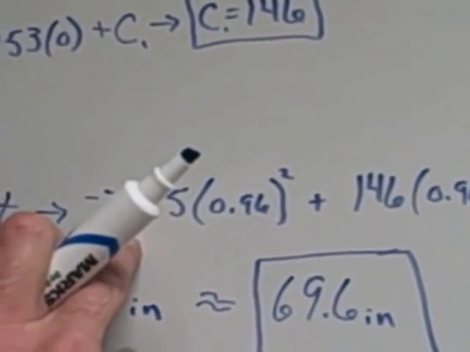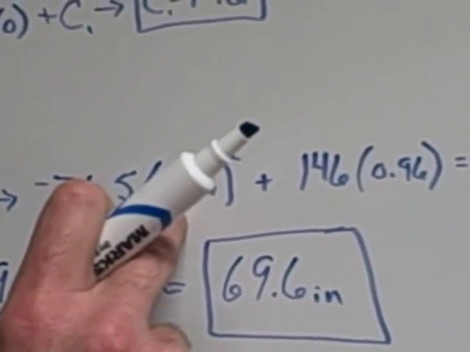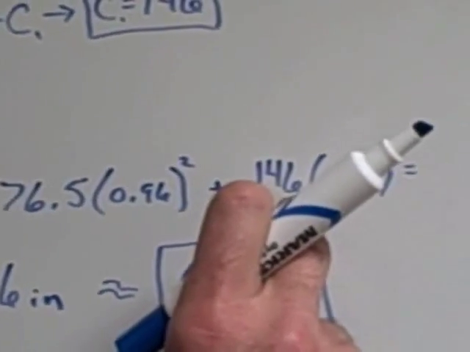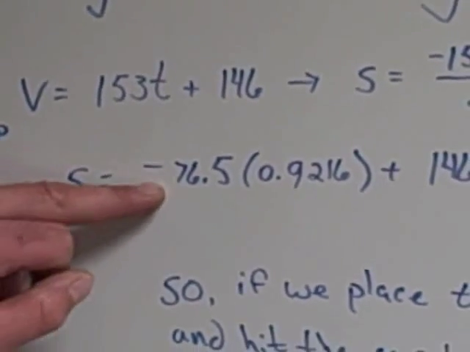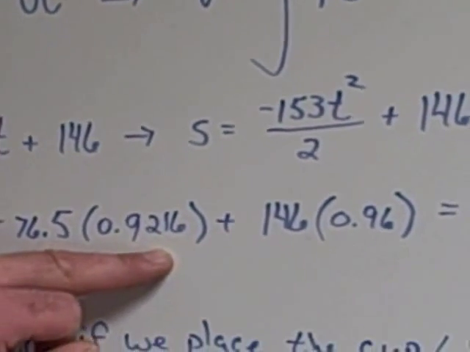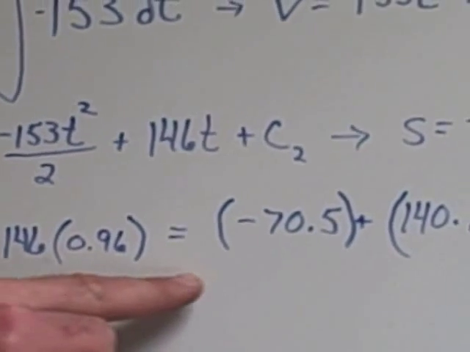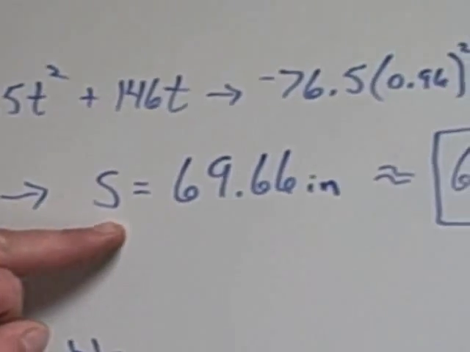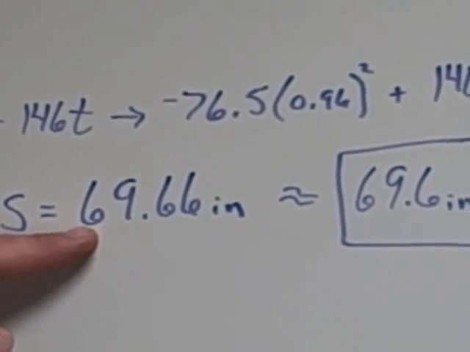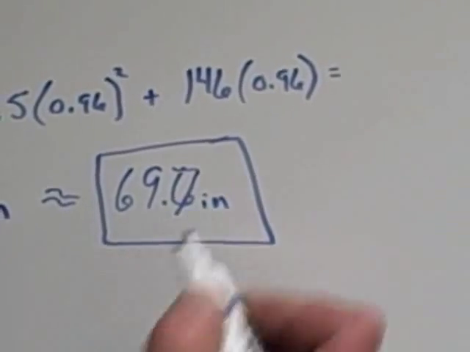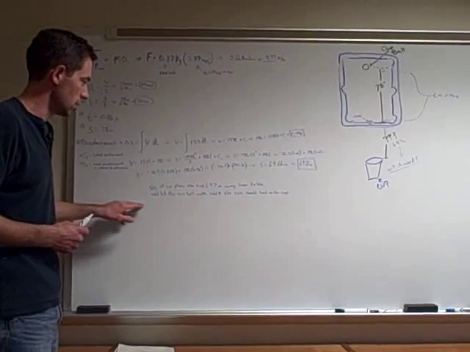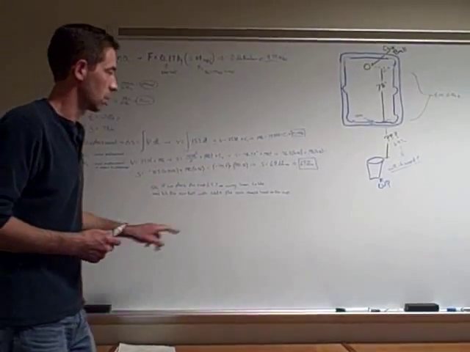So when we punch in our numbers, we have negative 76.5 times 0.96, which was our average time, squared, plus 146 times 0.96 seconds again. Then displacement equals negative 76.5 times 0.9216 plus 146 times 0.96, equals negative 70.5 plus 140.16. So our final displacement is equal to 69.66 inches, or 69.7 inches. So if we place the cup 69.7 inches away from the table and hit the cue ball with 0.66 newtons, the coin should land in the cup.